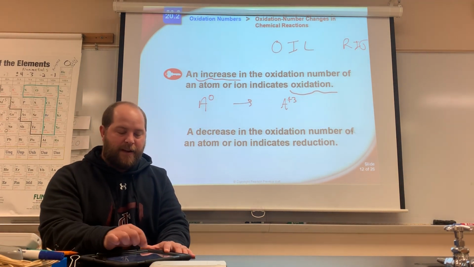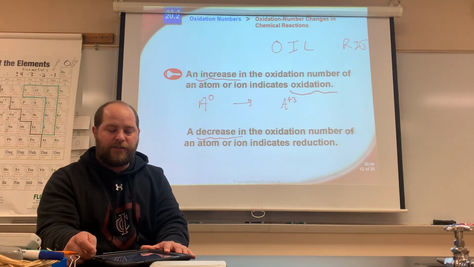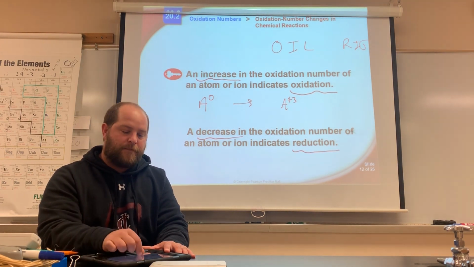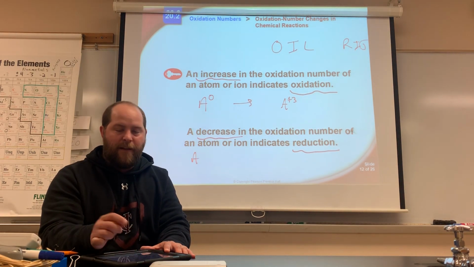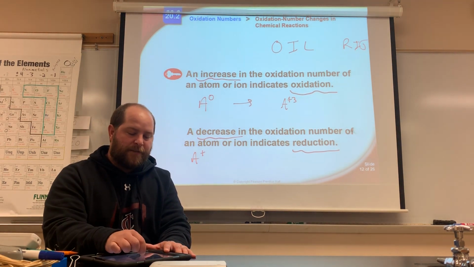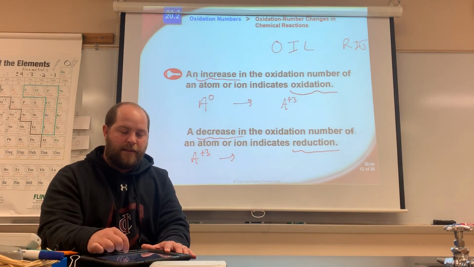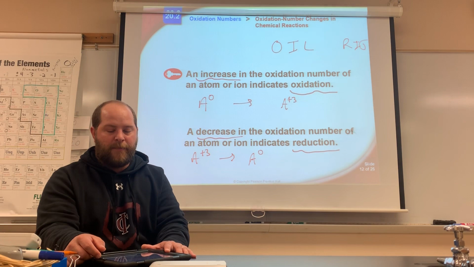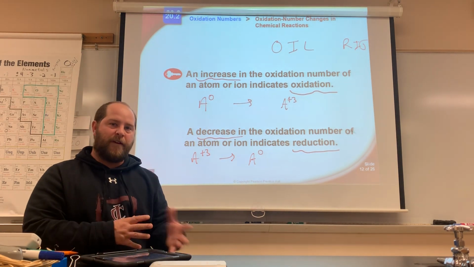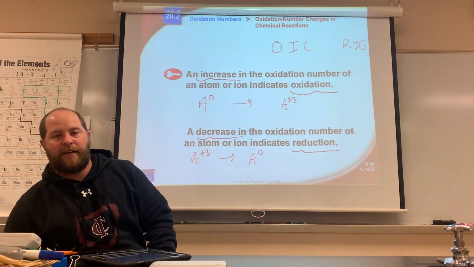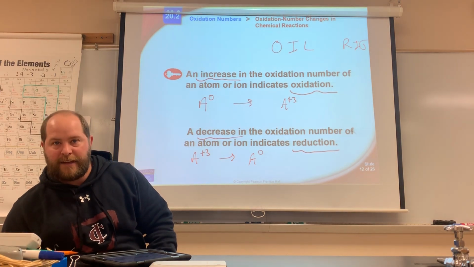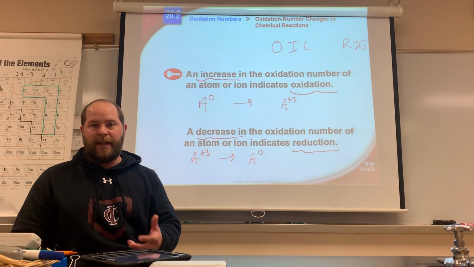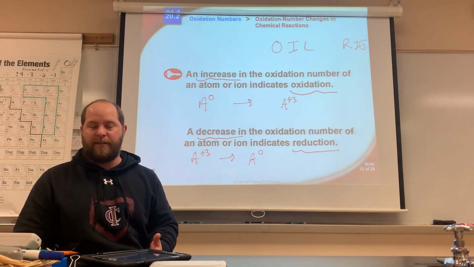And then on the flip side of things, a decrease in the oxidation number is going to indicate reduction. So for instance, if we have an element A with a +3 charge, and then element A goes down to a 0 for an oxidation number, you can see that it's going from a +3 to a 0. That is suggesting that it gained electrons, because that's a way to reduce that oxidation number. And if it gains the electrons, it means that it's being reduced.